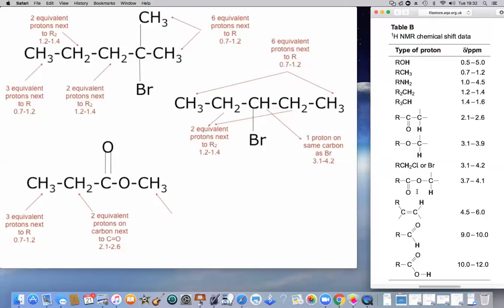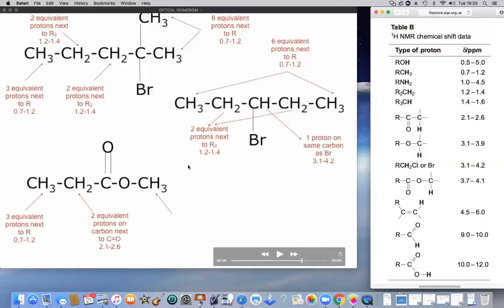And yes, I appreciate there will be some overlap on those signals, but you will be asked to give the chemical shift in parts per million. So you need to be careful. Is it carbon single bonded to oxygen, say in an ether, or it could be an alcohol as well actually, or is it hydrogen bonded to carbon, single bonded to oxygen as part of an ester? So just be very much aware of that.